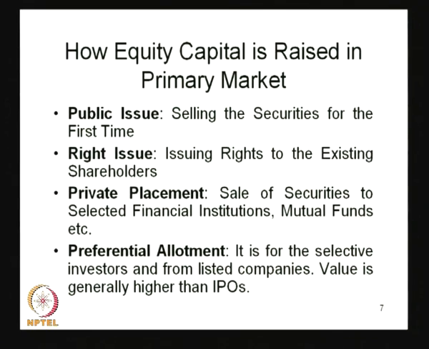But here, basically, this public issue is nothing but selling the securities for the first time in the market. Another type of issue companies make in the primary market is defined as the right issue. A right issue is nothing but issuing rights to the existing shareholders. That means, whenever they go for the public issue, out of the total shares they raise from the market through these initial public offerings, a certain amount is raised through the right issue. What exactly does this right issue mean?